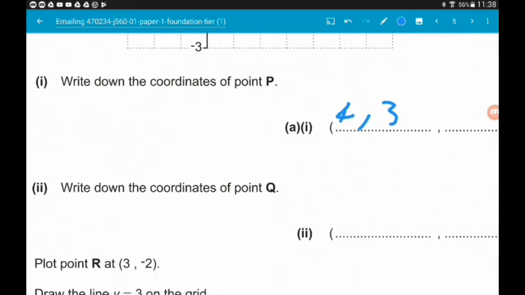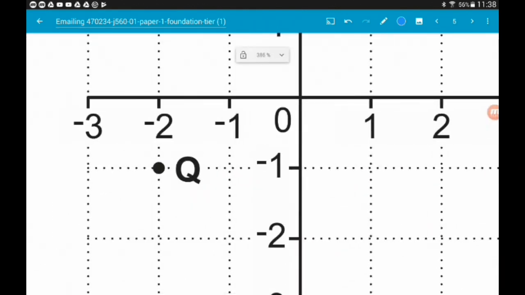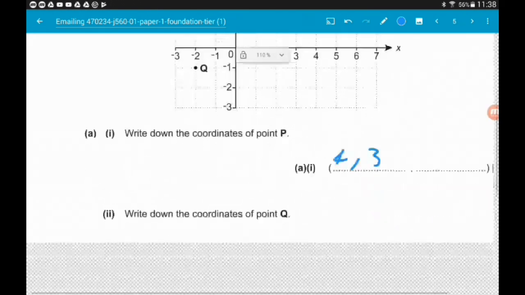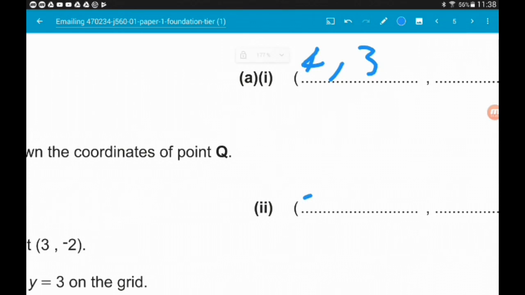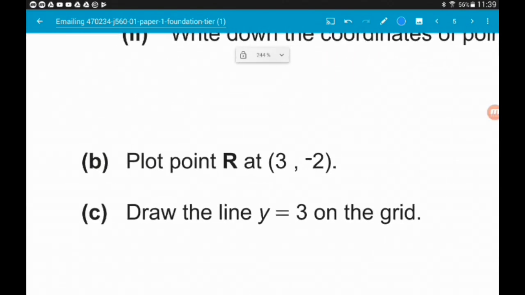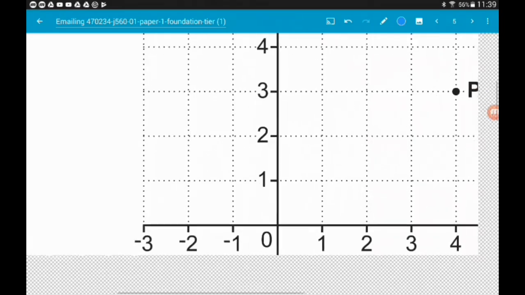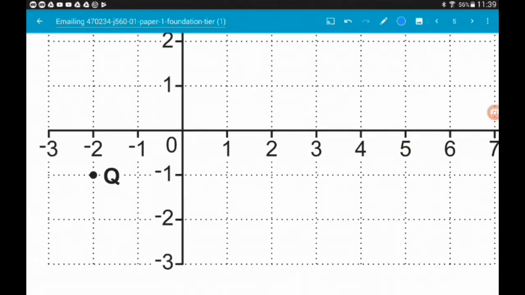Part 2 wants us to write down the coordinates of Q. Q has an x coordinate of -2 and a y coordinate of -1. So it's (-2, -1). Cool. Part B wants us to plot point R at (3, -2). So we go across by 3 and down by 2, which puts point R there.